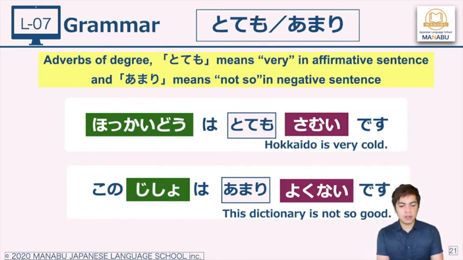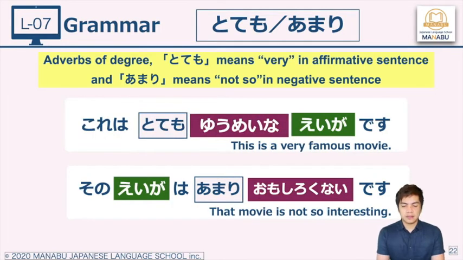Next example, kono jisho wa amari yokunai desu. So amari is used in a negative sentence. As you can see, yokunai desu is from the i adjective ii. The negative of ii is yokunai. Kono jisho wa, this dictionary, amari yokunai desu, is not so good. Another example, we can also use totemo with our previous grammar point, the adjective noun. Kore wa, so first let's remove the totemo. Kore wa yuumei na eiga desu. This is a famous movie.